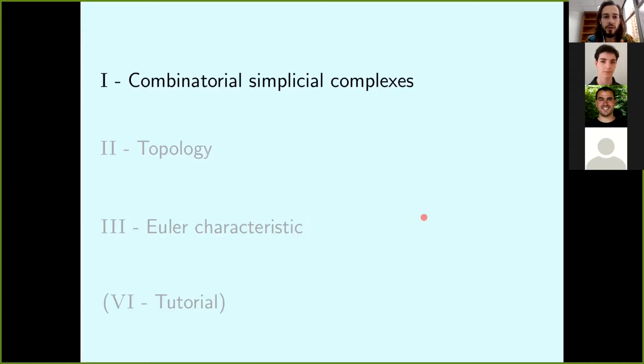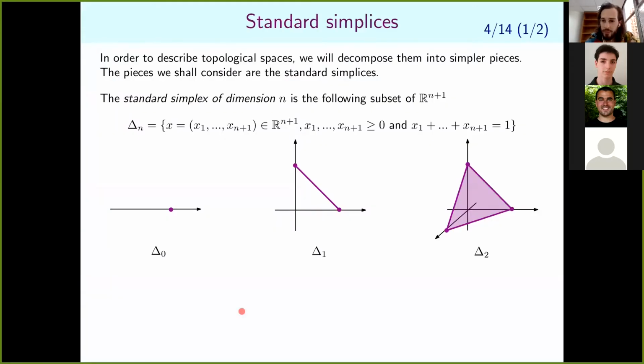So this will last 30 minutes, something like that. And then we will do a tutorial. So I will show you how we can do it in practice in Python. In order to describe a topological space on a computer, we will decompose our topological spaces into simple, small pieces. And the pieces we will use are called standard simplices.